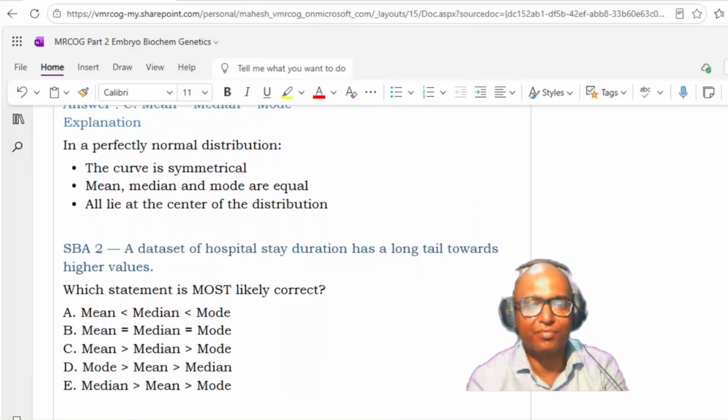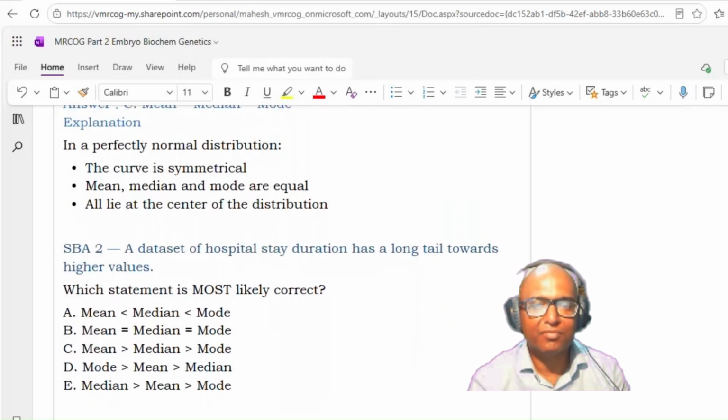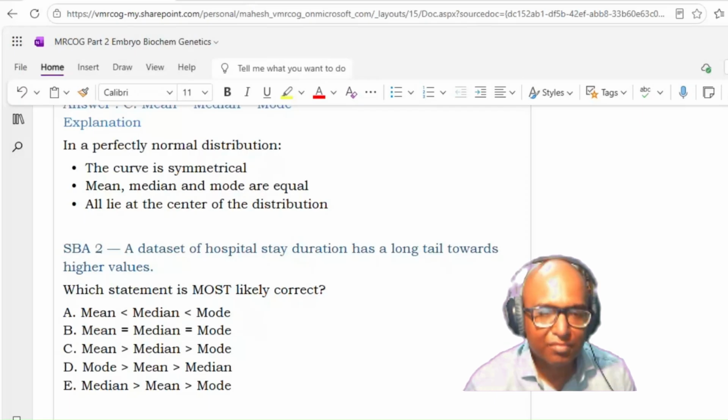Okay, next. Question number 2. A data set of hospital stay duration has a long tail towards the higher values. Which statement is most likely correct? A. Median is smaller than mean is smaller than mode. B. Mean is equal to median is equal to mode. C. Mean is more than median is more than mode. D. Mode is more than mean is more than median. And E. Median is more than mean is more than mode.